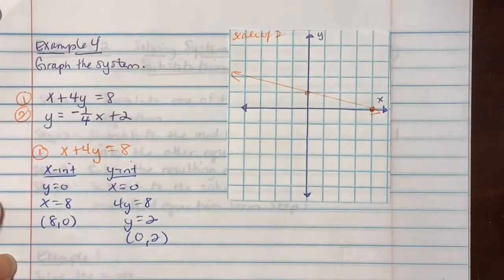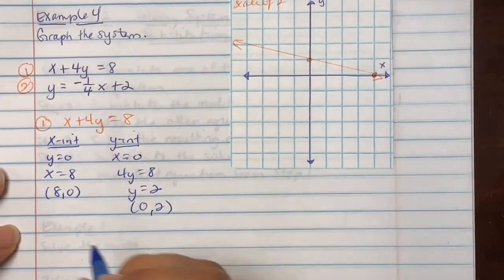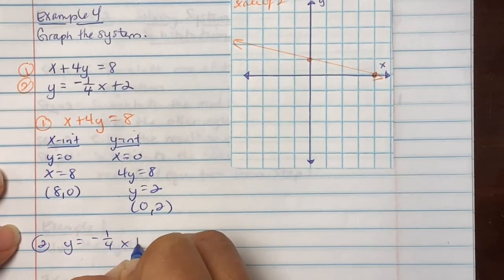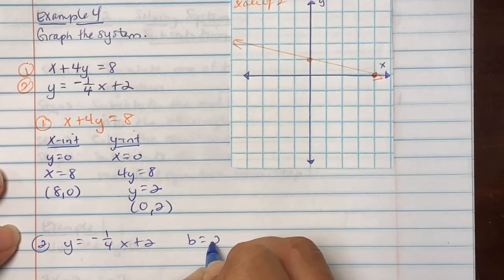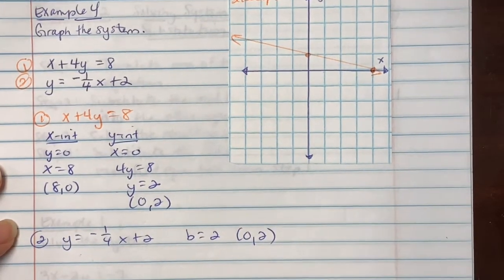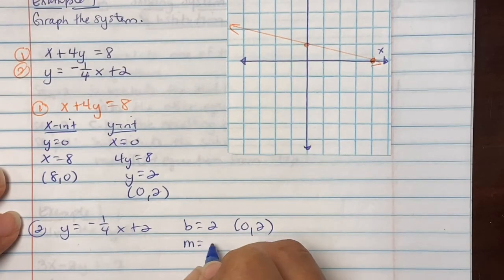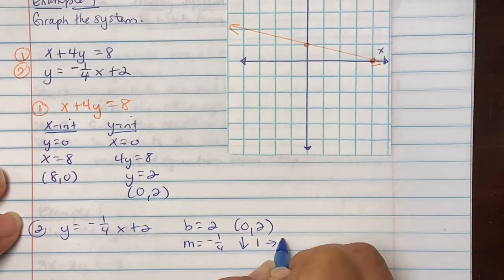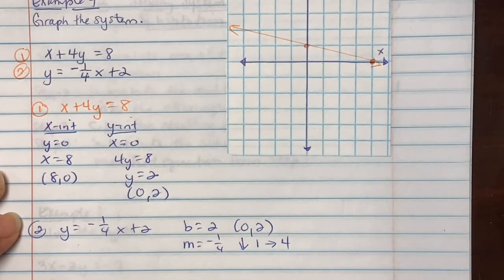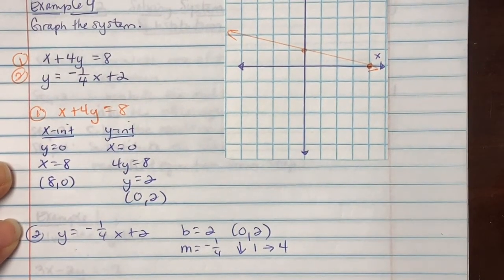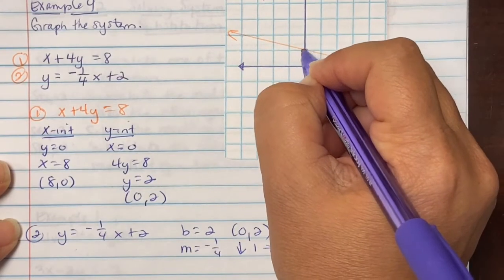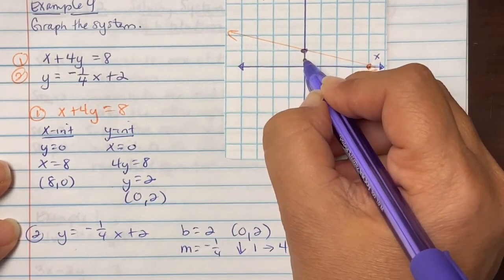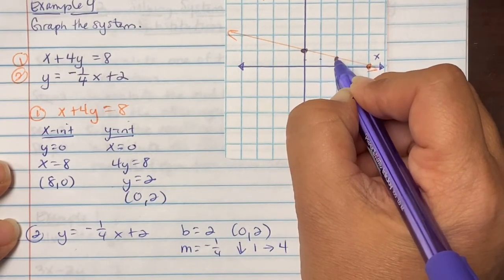Second equation is in slope-intercept. So we have y equals -1/4 x plus 2, which means our b value is a 2. 0, 2 is where we start. Our m value is -1/4, which means we're going down 1 to the right 4. So we plotted our point at 0, 2, which happens to be the same y-intercept as the first graph. We went down 1 and we went to the right 4, so 2, 4.